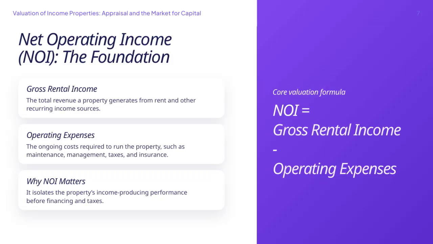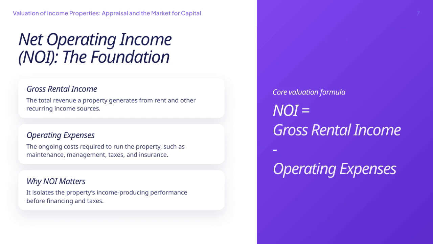Net operating income, or NOI, is the foundation of property valuation. It starts with gross rental income, which is the total amount a property generates from rent and any other recurring income sources. From this, we subtract operating expenses, which include all the ongoing costs necessary to manage and maintain the property, like maintenance, management fees, taxes, and insurance.